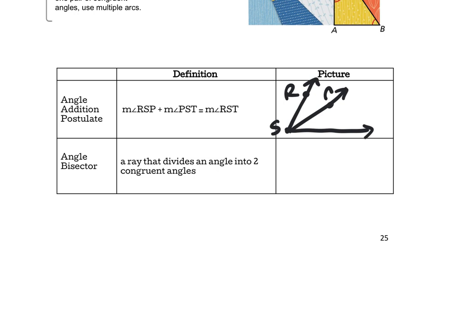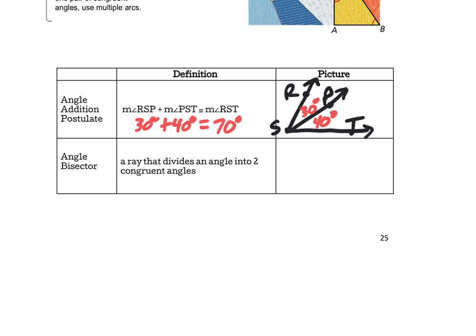Angle RSP and PST equals RST. Okay, I don't know what the measure of these angles are going to be, but if I said this angle here is 30, and I told you that this angle here is 40 degrees, then the measure of the big one would be 70. You just have to add the 2 smaller ones together to get the big one. Okay? That's all there is to it.